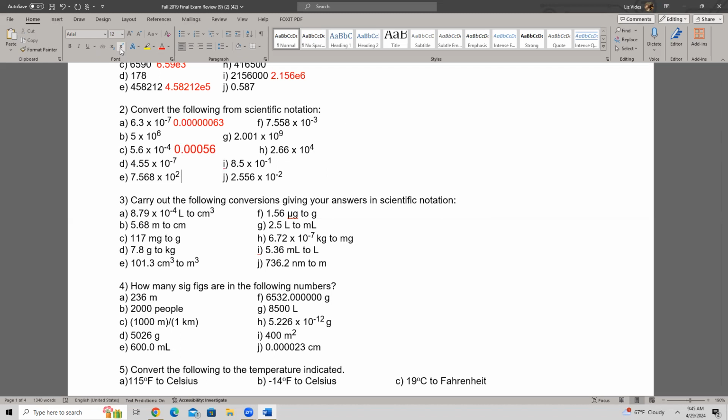All right. So this one says to move it in a positive direction, 2 spaces. So it's 7, 5 would be the second one, and then 6 would be the third, then 0.8. And that is it. That is how you convert from scientific notation.